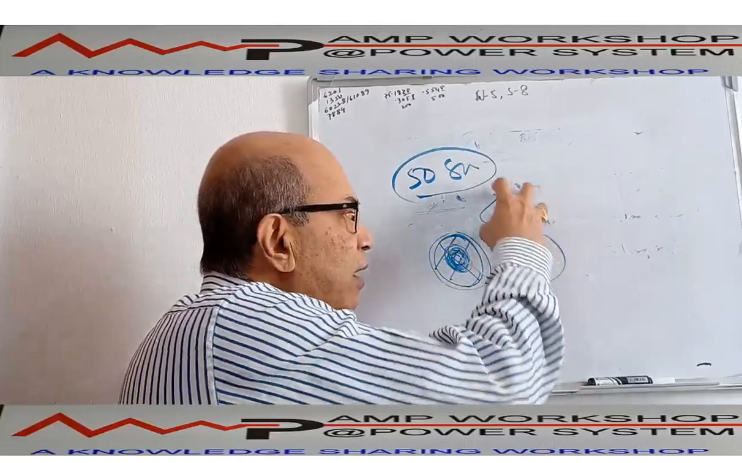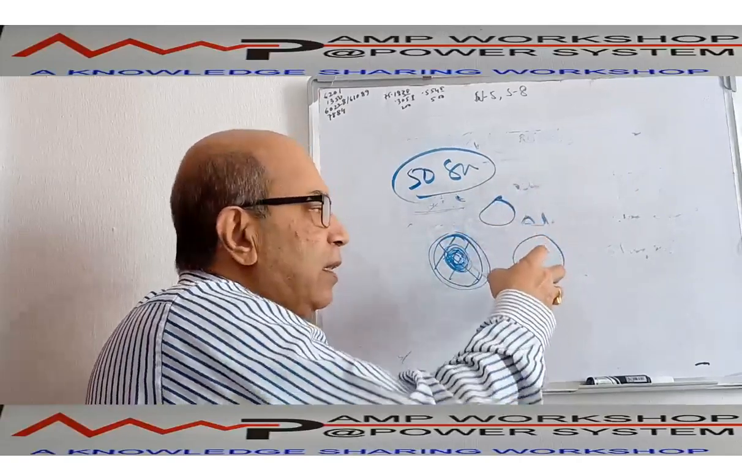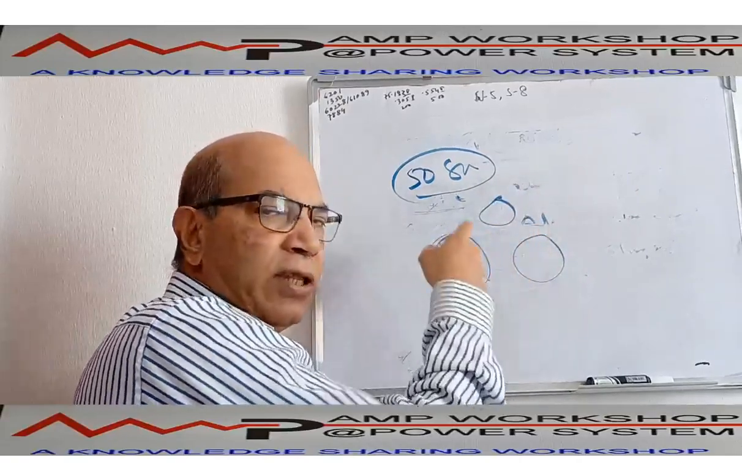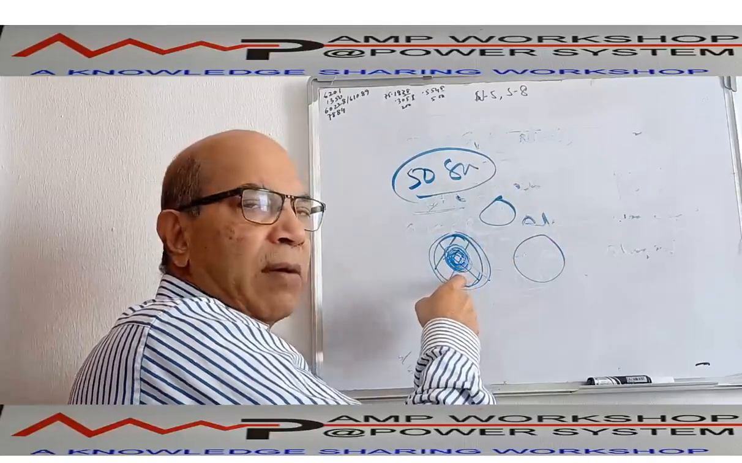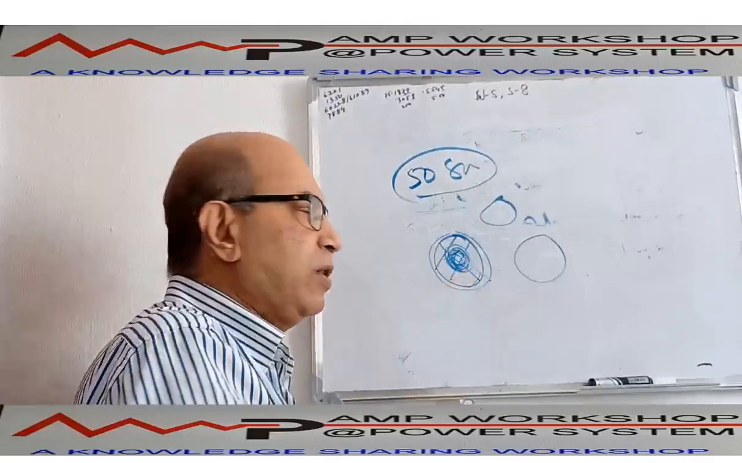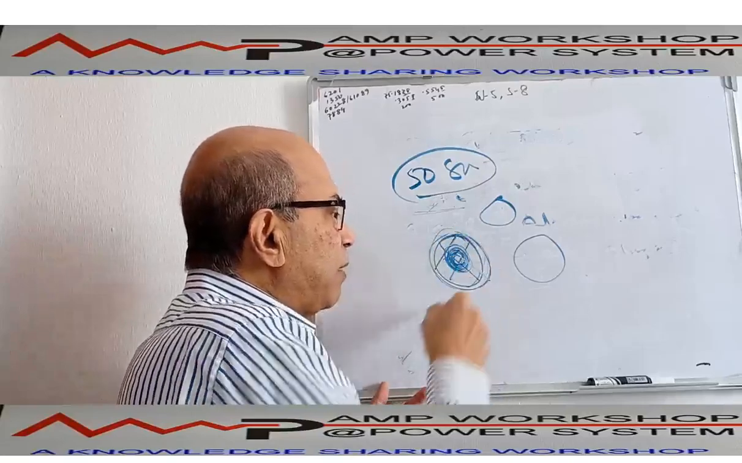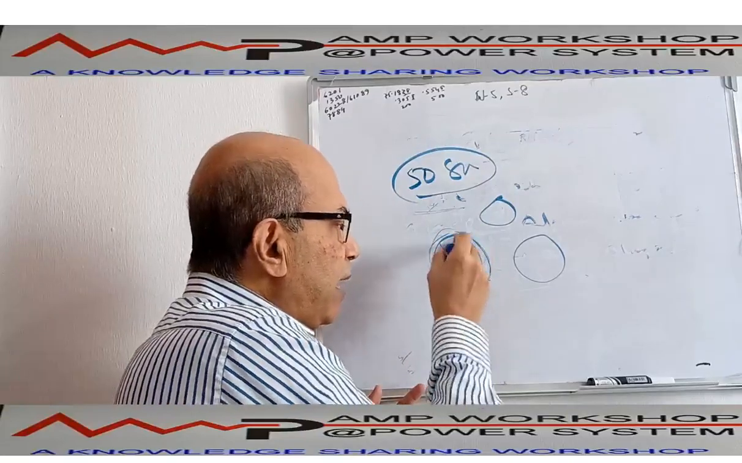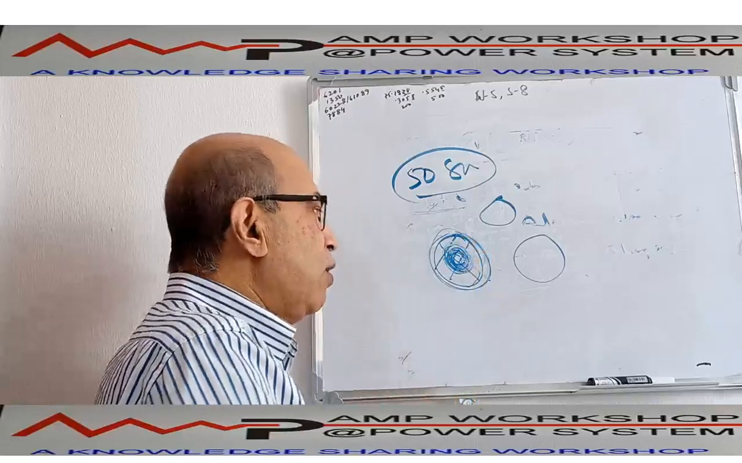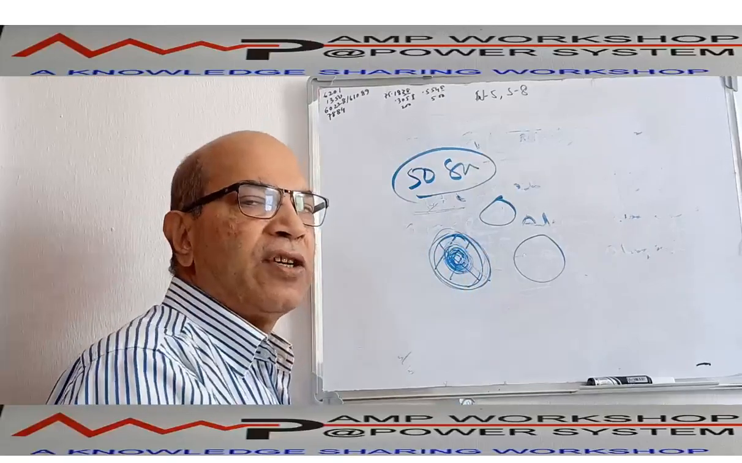Similarly, when another conductor is located nearby, its magnetic flux also links with this conductor. That also has an impact on this conductor's current carrying capacity. So due to this, what is happening? Most of the current is carried by the surface of the conductor, and the rest of the area is not carrying any current. Automatically, the conductor's current carrying capacity gets reduced.